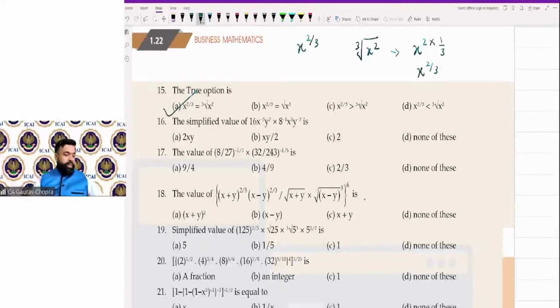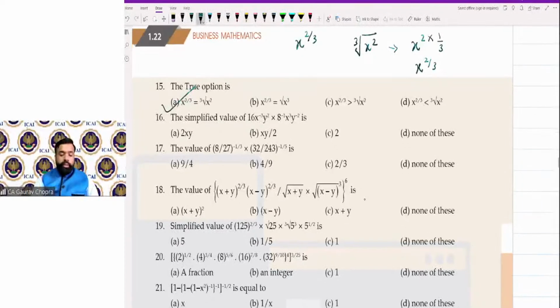Yes, everyone has given the answer. Option number A. Now let's solve the 16th question. Question number 16.